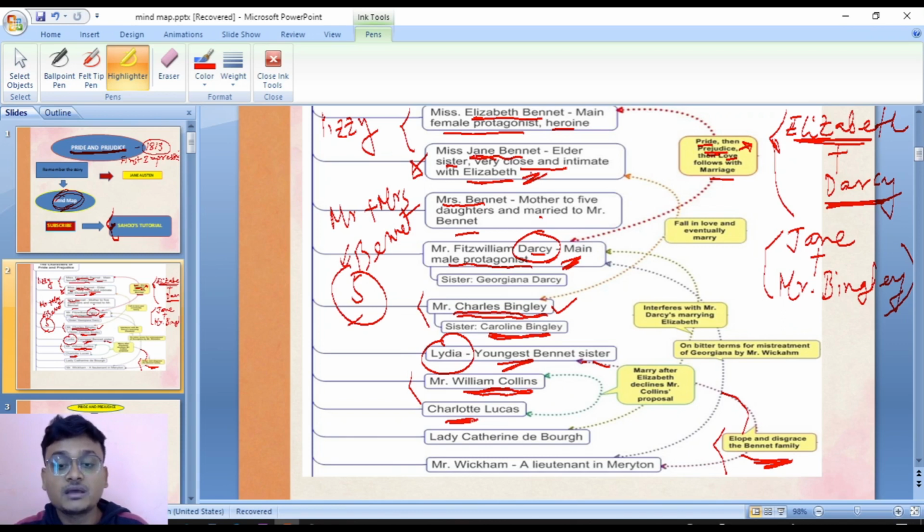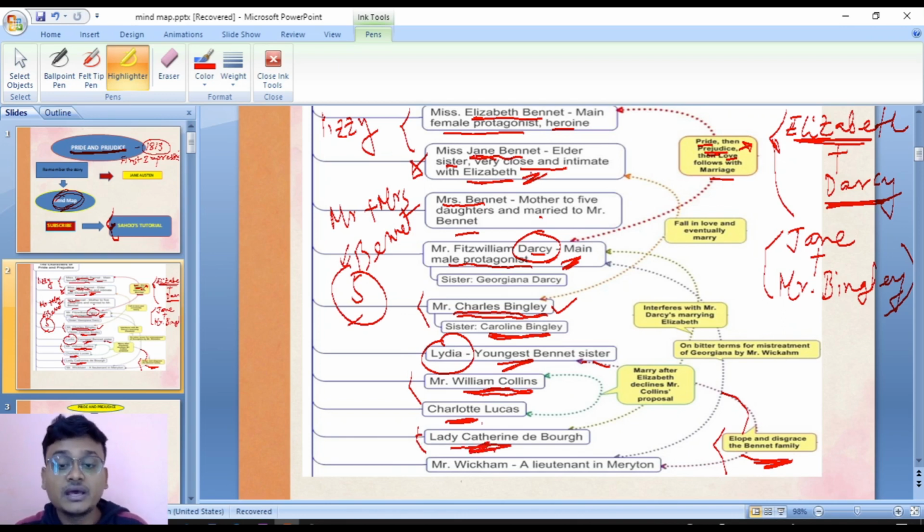There is Lucas, and Charlotte Lucas is the eldest daughter of the Lucas family, and Charlotte Lucas is very much attached to Elizabeth. Elizabeth and Charlotte are best friends. Lady Catherine de Bourgh is Darcy's aunt, who always interferes in the others' matters.